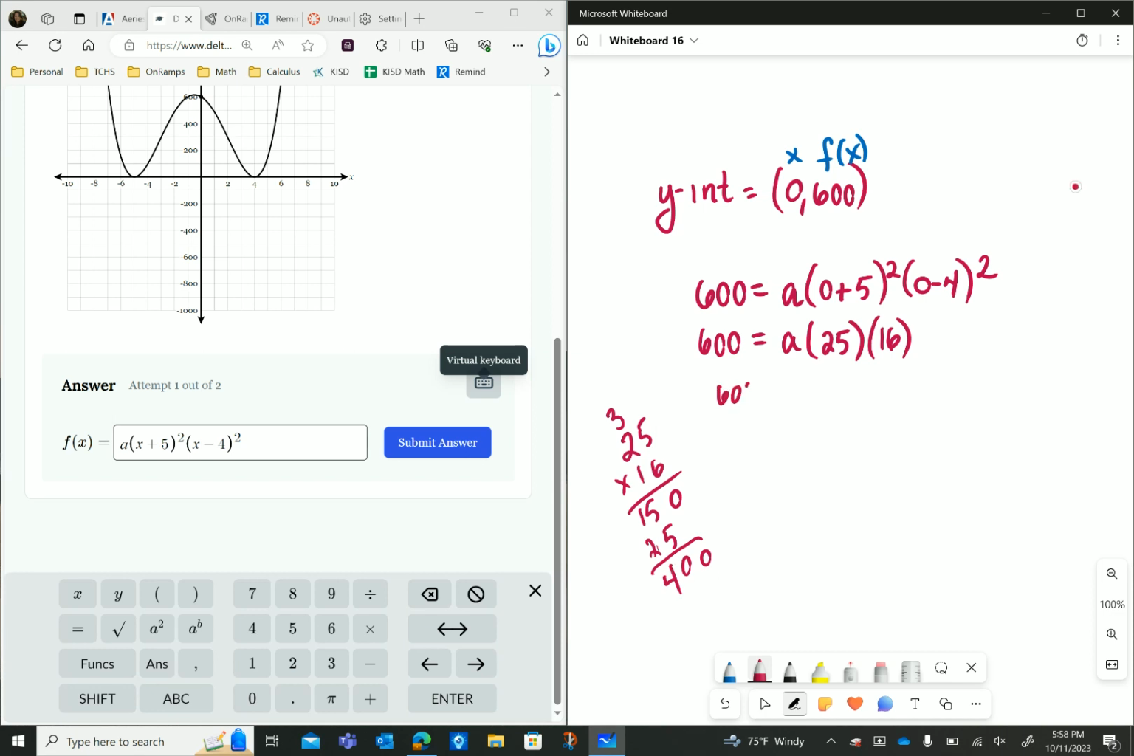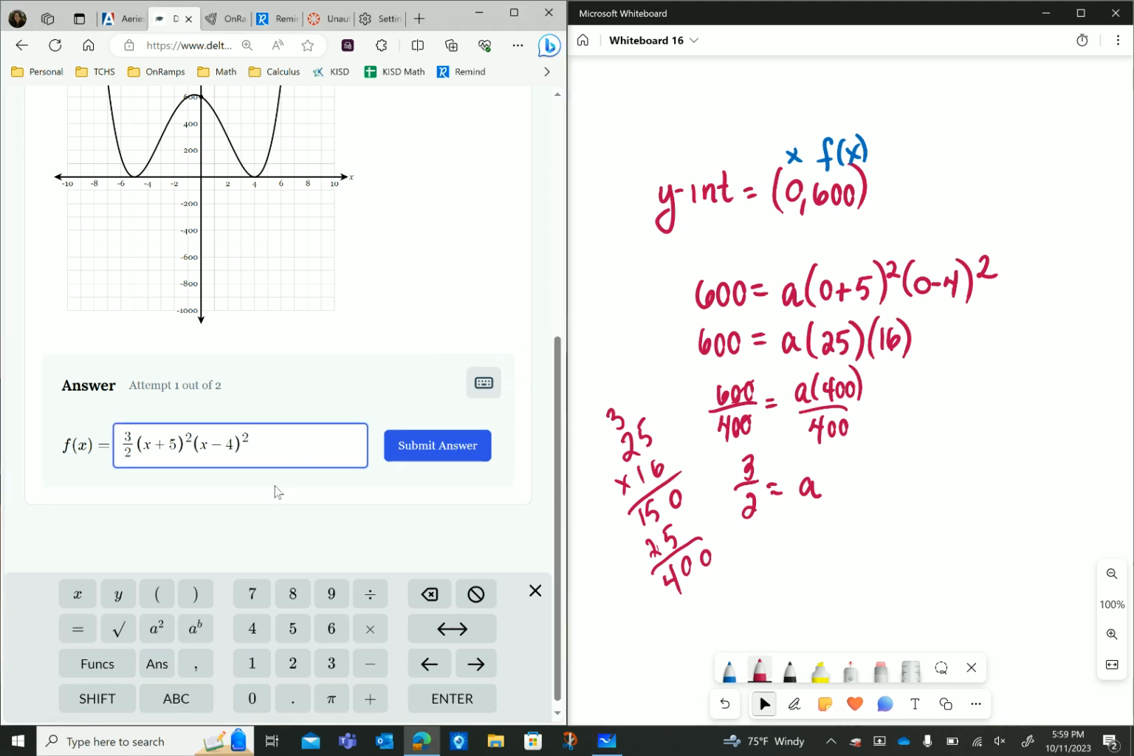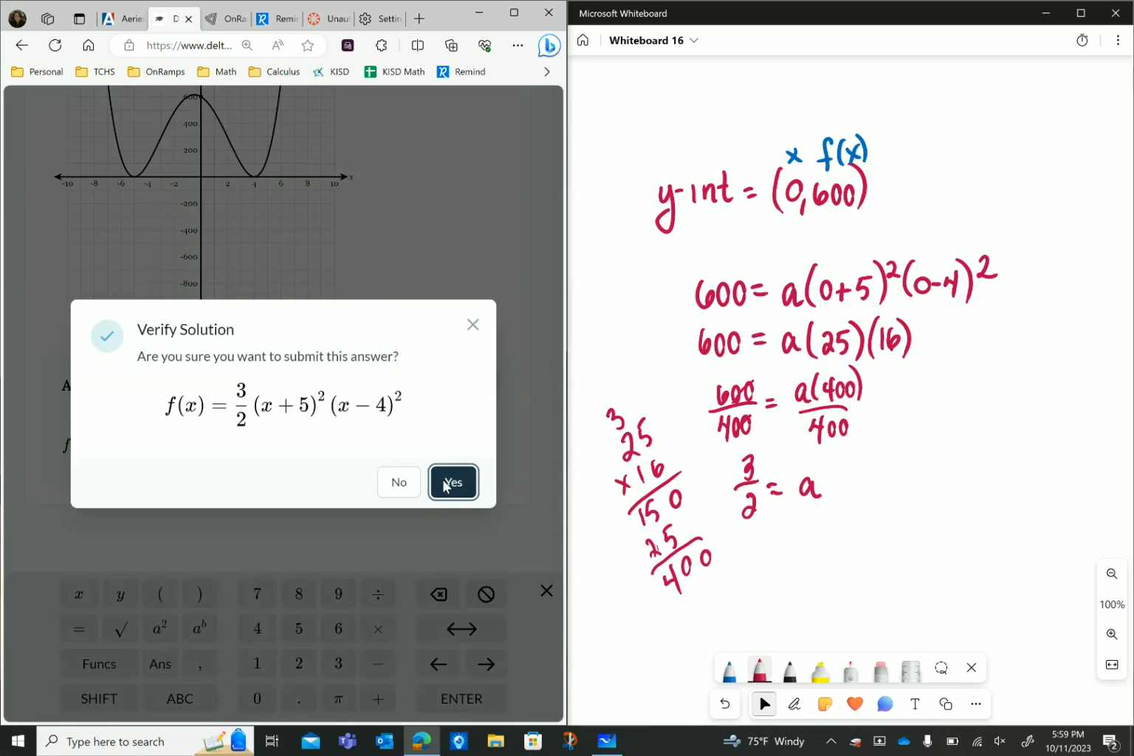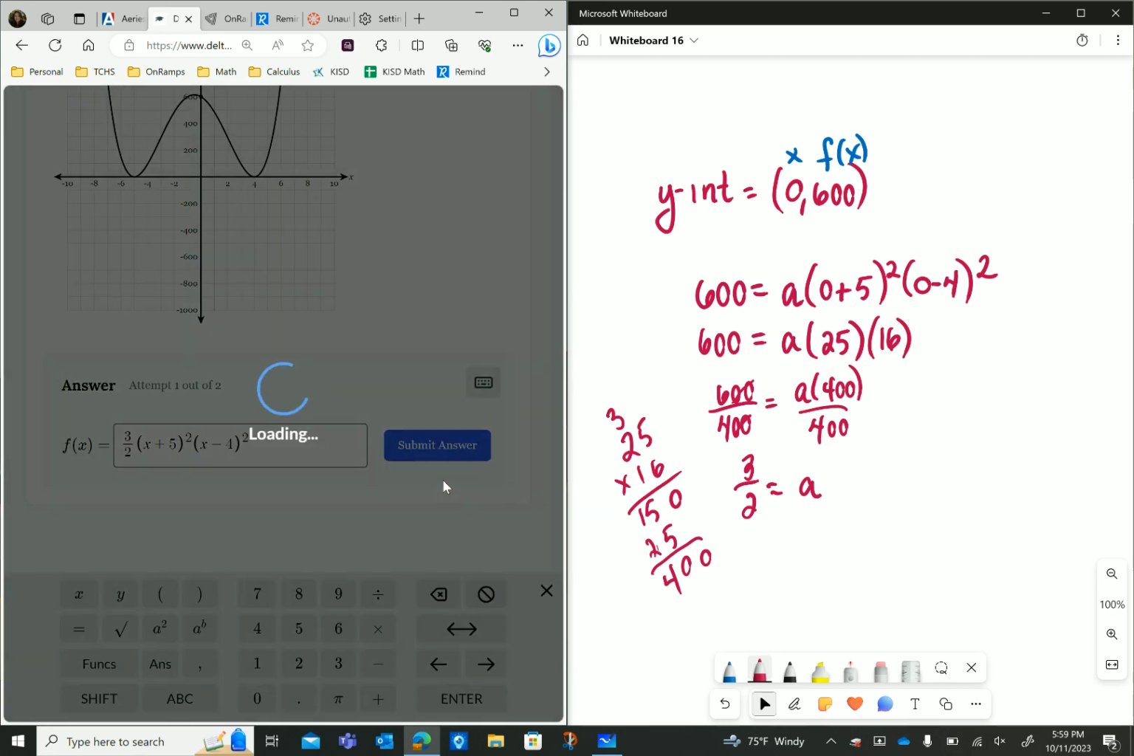Okay, so I think I can do that. 600 equals a times 400, and I'm going to divide by 400 on both sides to isolate my a. The zeros cancel, and 6/4 is 3 over 2, which is my a value. So all I need to do is come over to this side and replace my a value with 3/2, and you're done. Don't worry about distributing. Leave it just like that, and you are done.